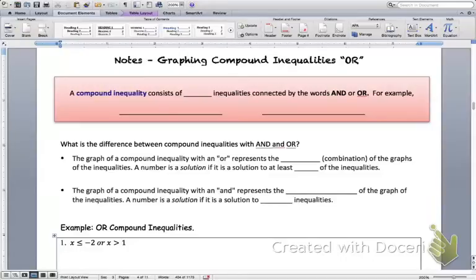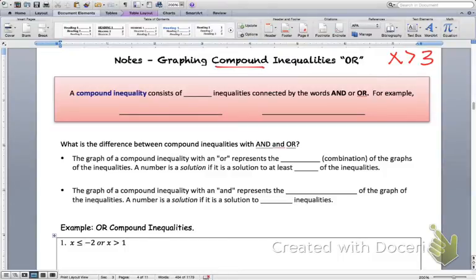Hello everyone. Today we're going to be graphing compound inequalities. Now the first thing is, what is a compound inequality? So let's go back to what we already know, which is, what is a simple inequality? A simple inequality is just anything like x greater than 3. That is a simple inequality.